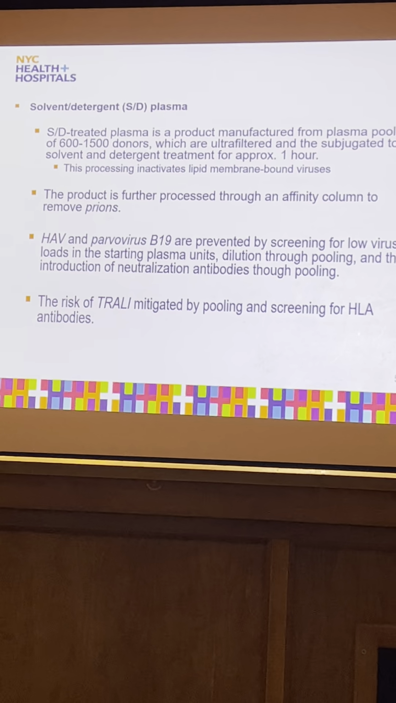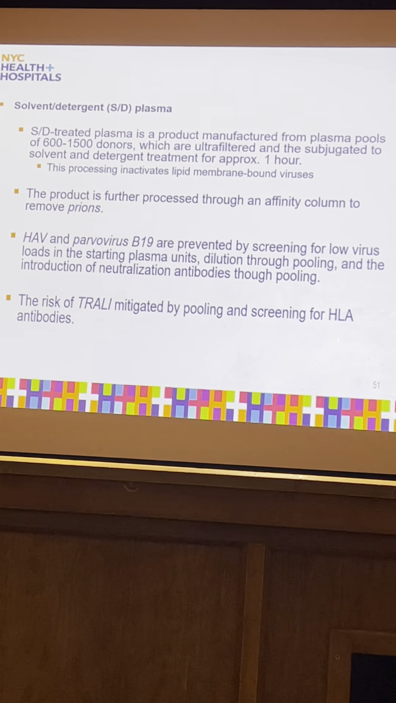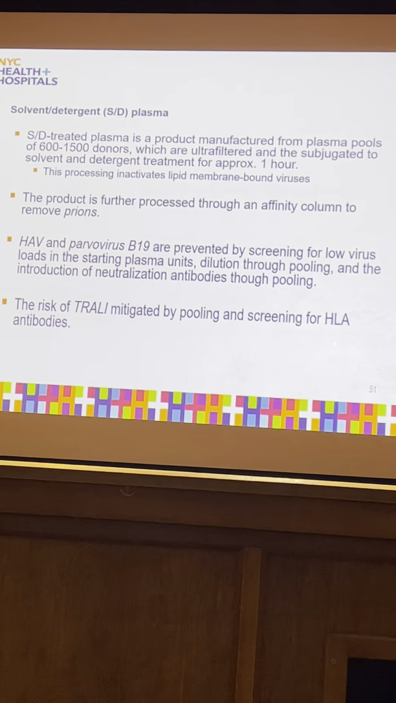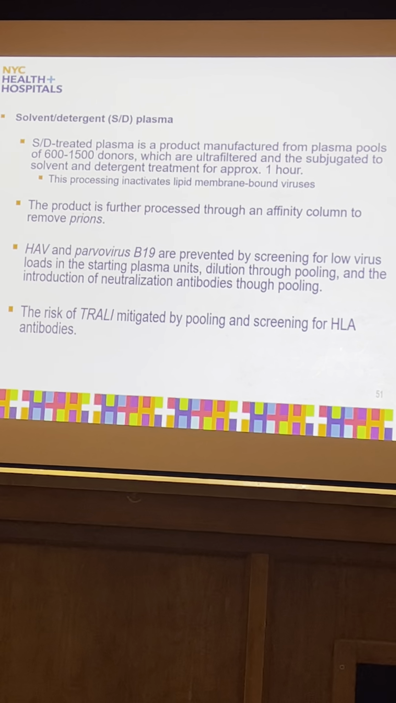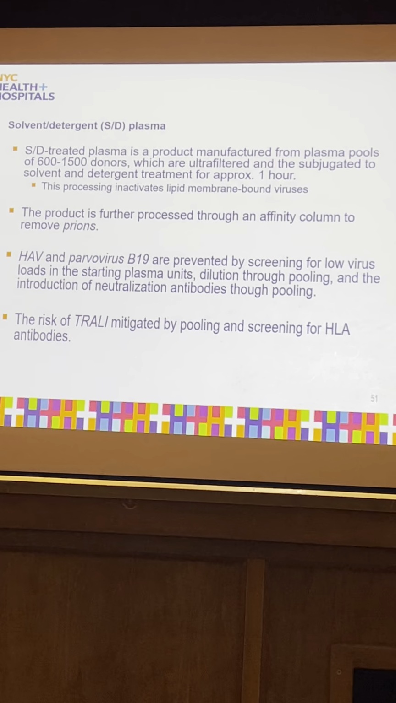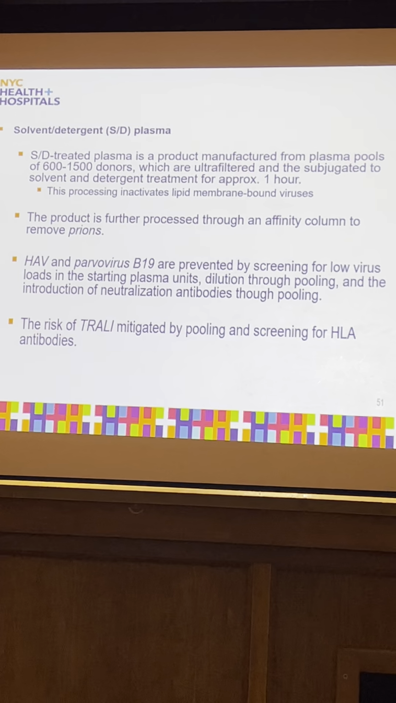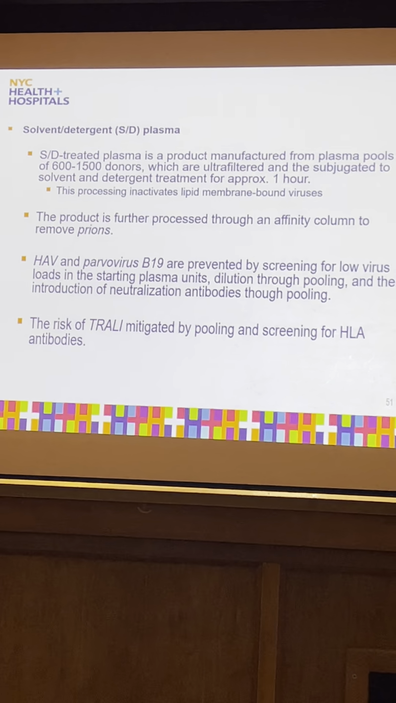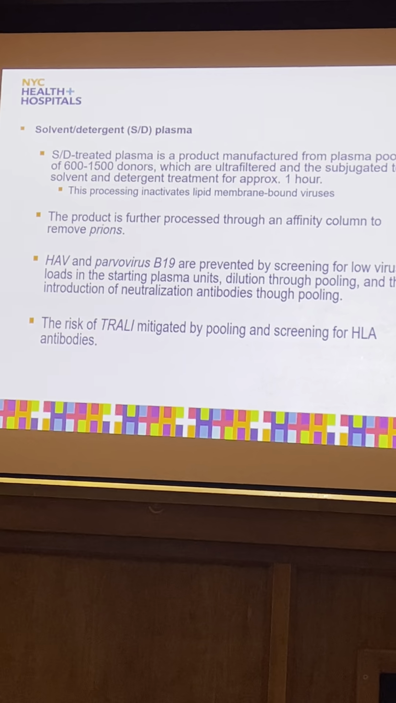So solvent detergent plasma, you may or may not have heard of this. It's a product that's manufactured from plasma pools, about 600 to 1,500 donors. It's ultrafiltered and subjected to solvent detergent treatment for about 1 hour. These are done at plasma centers, right? We have a donor center, and then we have a plasma center. I don't know if you ever donated your plasma for money. There are centers available for that. They actually create albumin, IVIG, and other human-derived products.